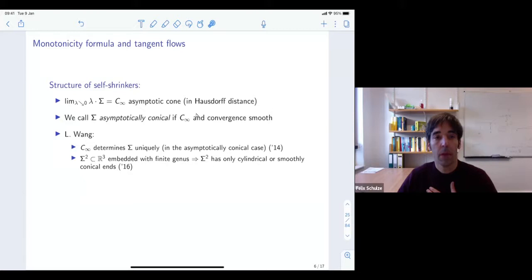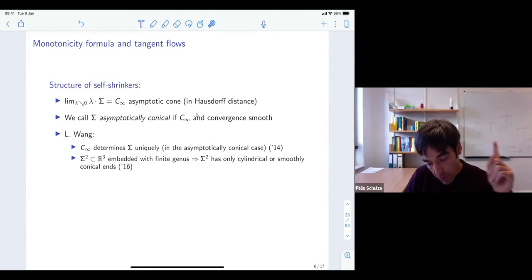Just for the experts, where does this come from? Because time is getting a bit short, you can prove that if you go to this cone at time zero, each tangent flow at time zero, if you're not at the origin, has to split off a line. So the cross section has to be a one-dimensional shrinker. But the only embedded one-dimensional shrinkers are the circle and the plane. If you see a circle, you get a cylindrical end, so it's asymptotic to a cylinder. And if you get a plane, then you can follow that whole cross section around and you get a smooth asymptotically conical end.